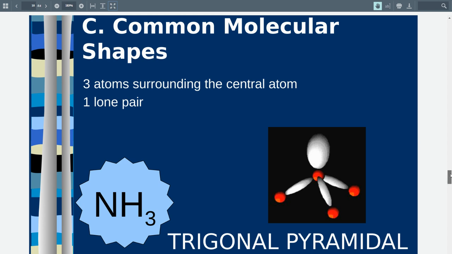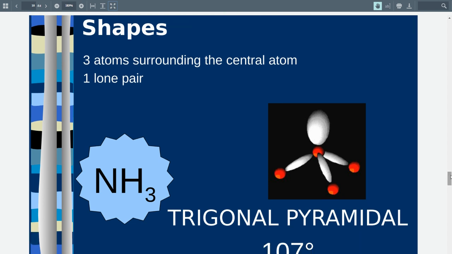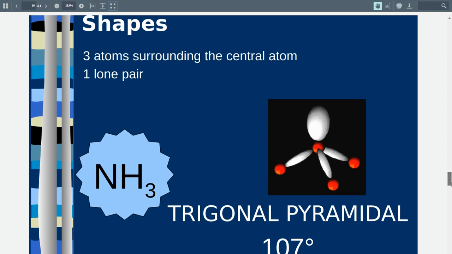This is called trigonal pyramidal. 3 atoms on that central, 1 lone pair. So again, in the picture, you can see that really big looking bubble on top. That's the lone pair, and it's just to try and show you that it actually is spreading out and it takes up a lot of space. Okay, bond angle for that one is 107 degrees.